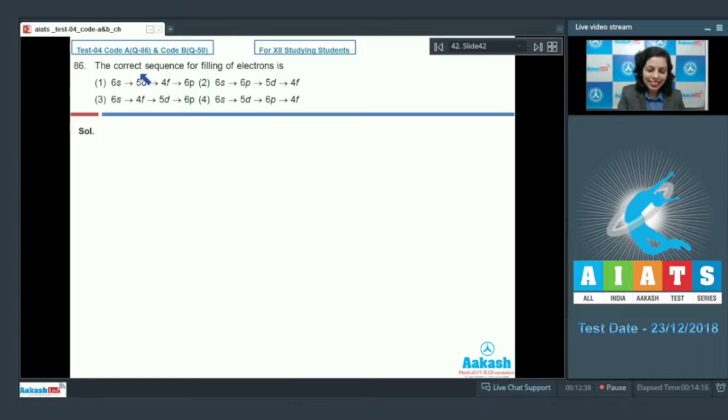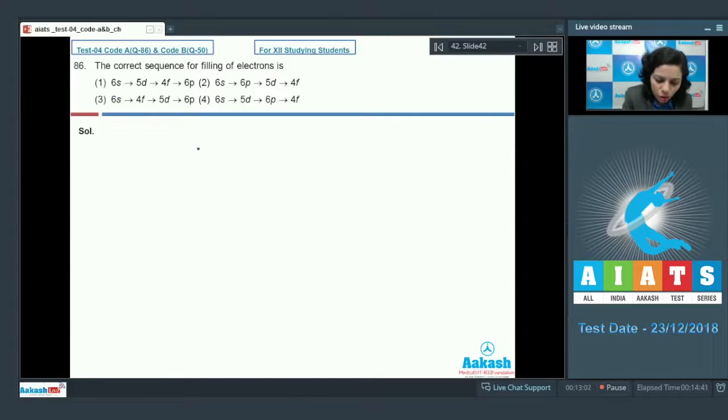Question number 86. The correct sequence for filling of electrons is, we know that we fill the electrons in different orbitals on the basis of Aufbau principle, and that represents that lower energy orbital is filled first while the orbital with higher energy would be filled later. That also depends on another rule that's known as the n plus l rule. Let's check the orbitals given here.